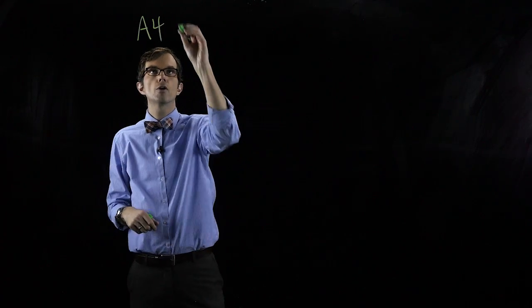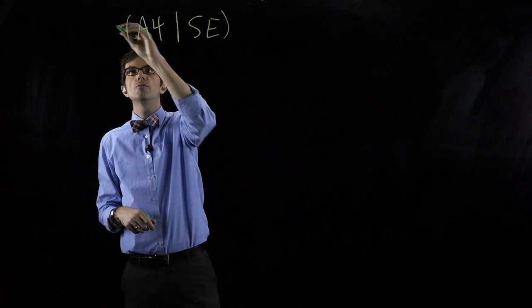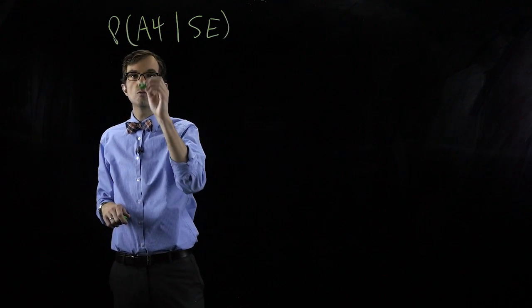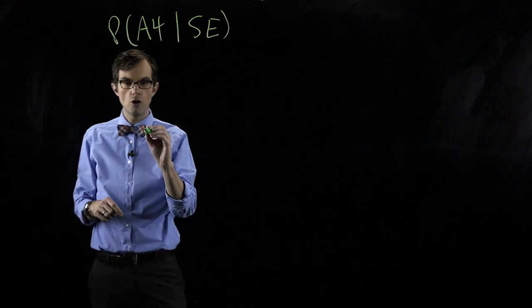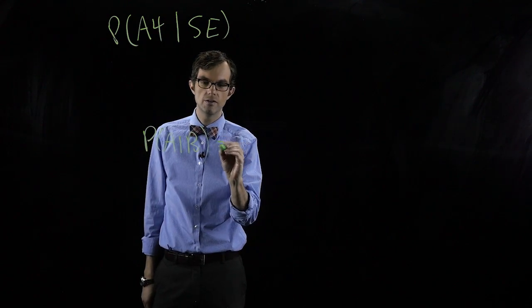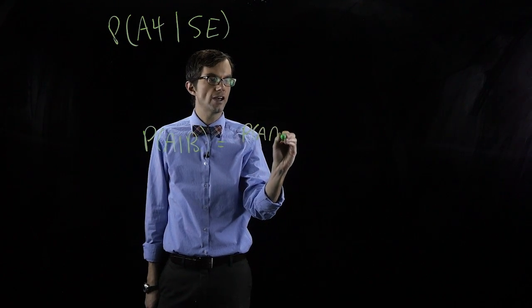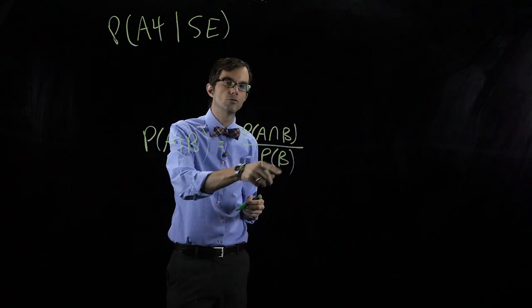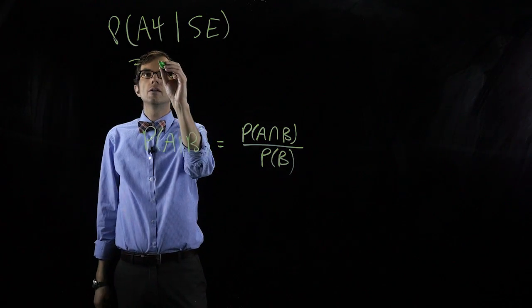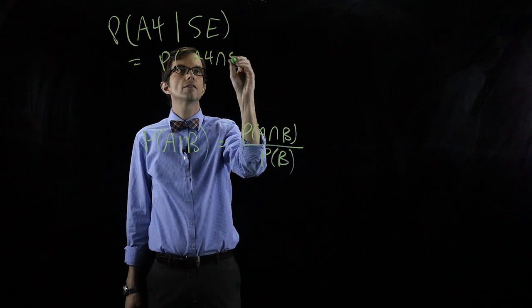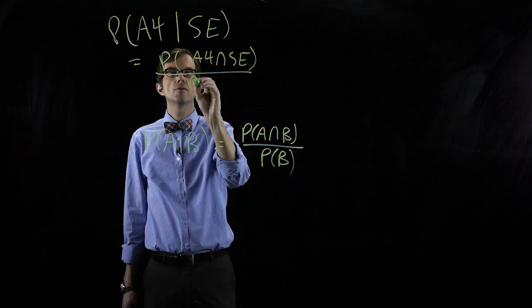Okay, so that would be written as, what's the probability that it's A4 given that we have information that it was built in the southeast? Okay, this is a conditional probability. And we know, in general, that the probability of A given B, based on our probability rules, is the probability of A intersect B divided by the probability of B. Okay, so we can implement this rule here. This would be equal to the probability of A4 intersect southeast divided by the probability of southeast.